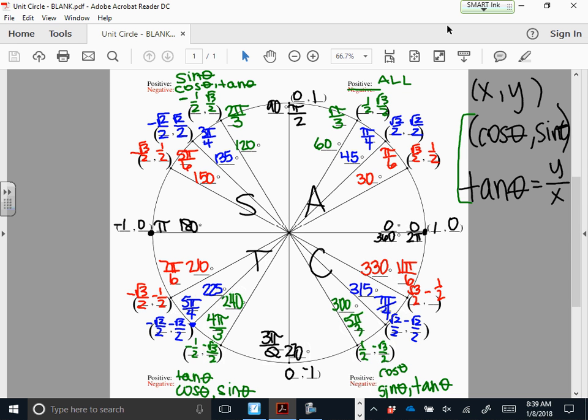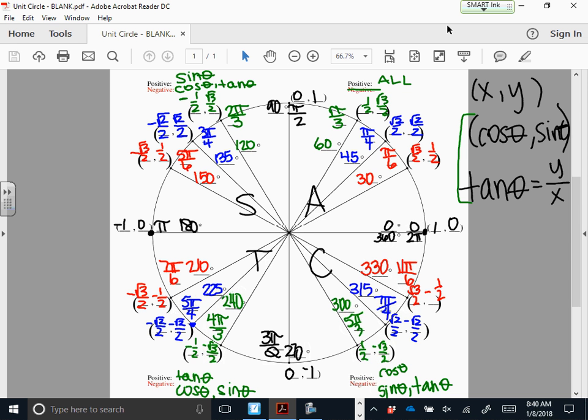Okay, here's a fun one. The tangent. The tangent is going to be y divided by x. There's only going to be so many times you're going to have to make this calculation because eventually you're going to be able to remember what happens when you take 1/2 divided by negative radical 3 over 2. These 2's are going to cancel. We have negative 1 over radical 3. We can rationalize to negative radical 3 over 3.